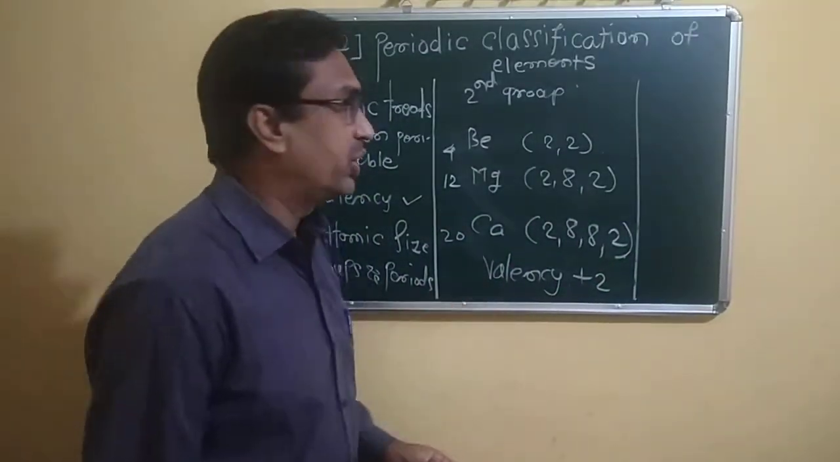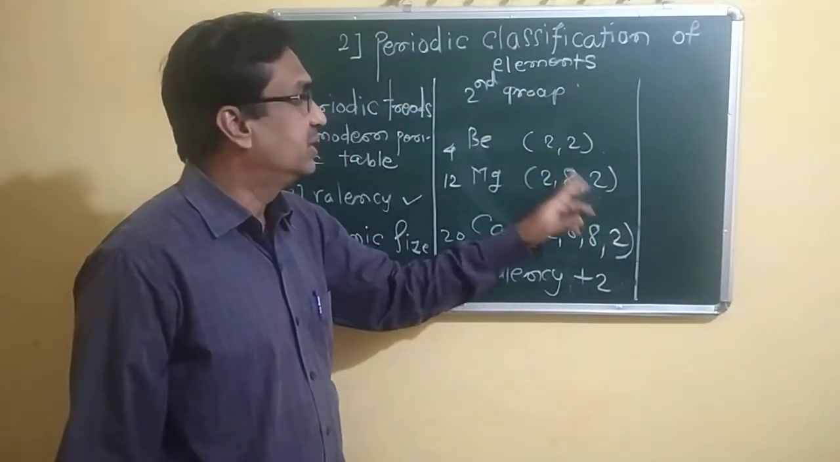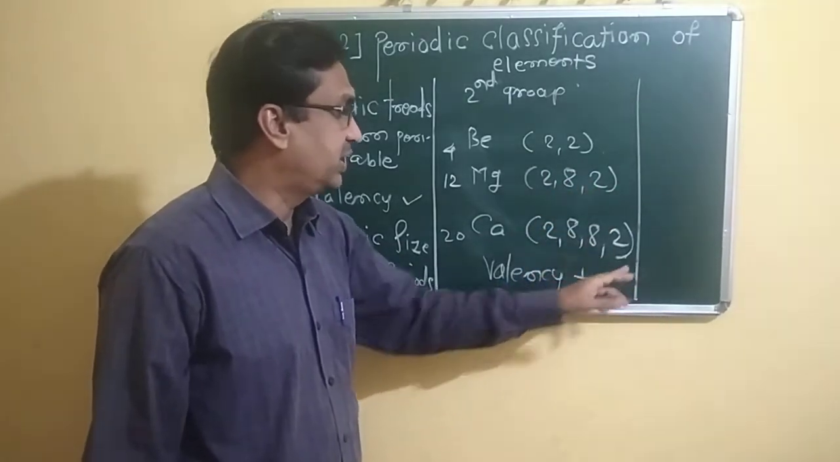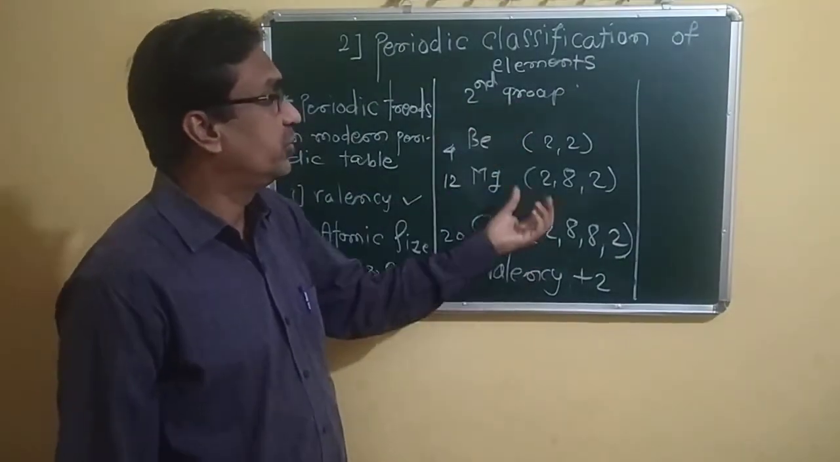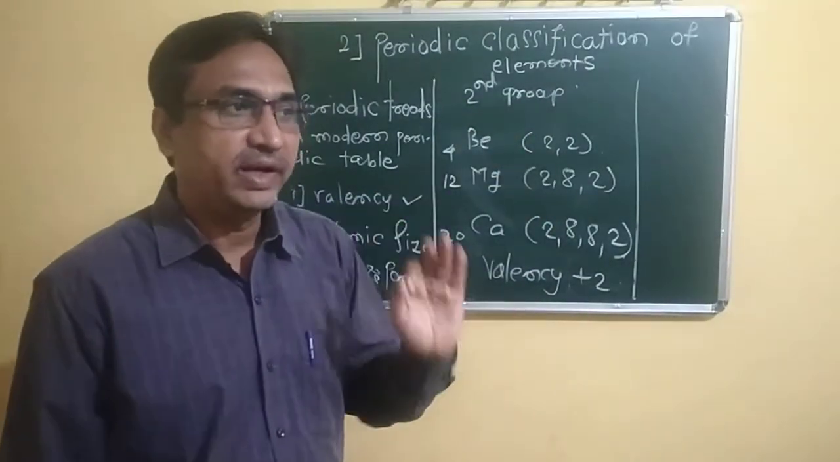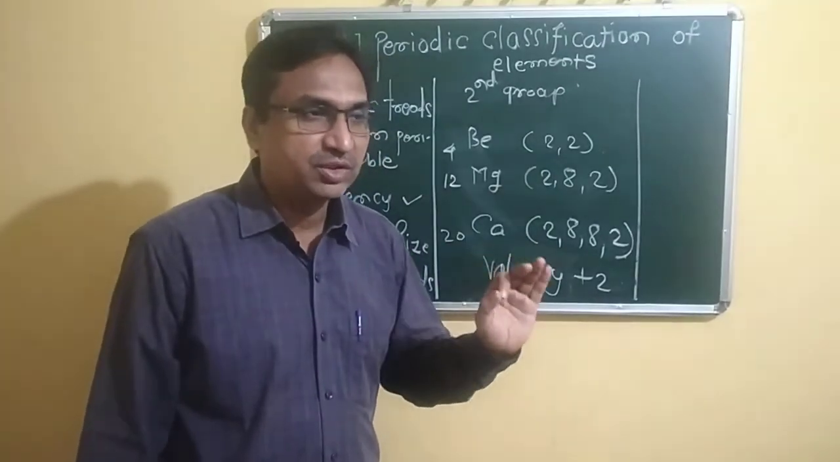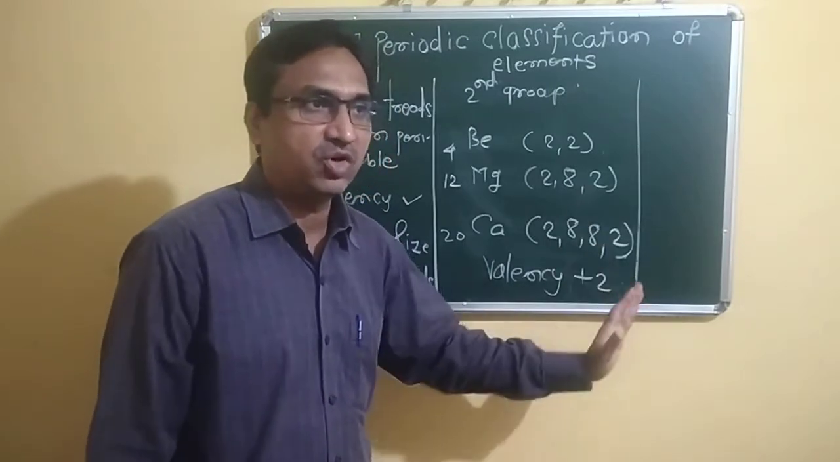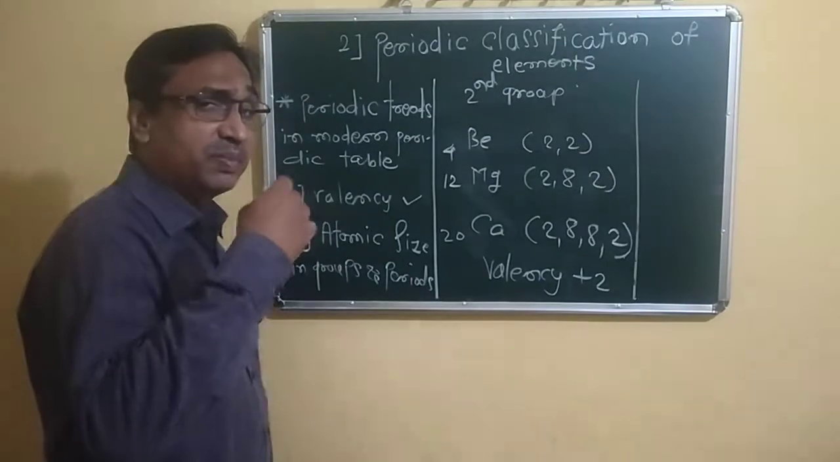In the third group, what do we see? The configurations are 2, 3; 2, 8, 3; 2, 8, 8, 3. In this way, in the third group the number of electrons in the last orbit, the outermost or valence orbit, is 3, so its valency becomes 3.